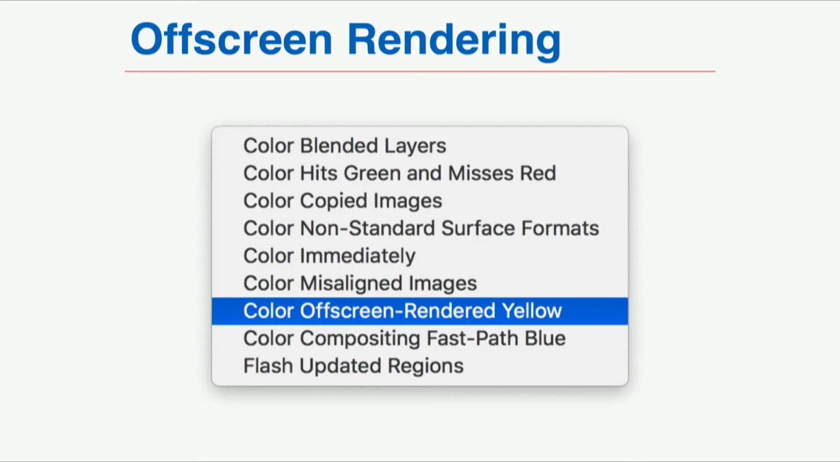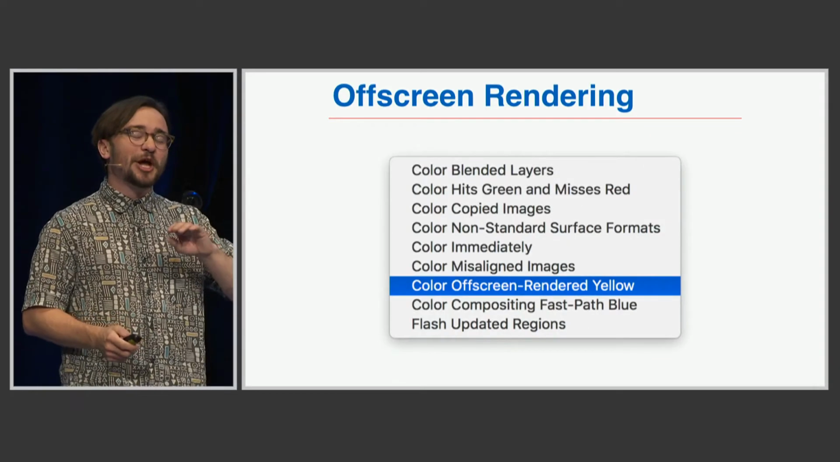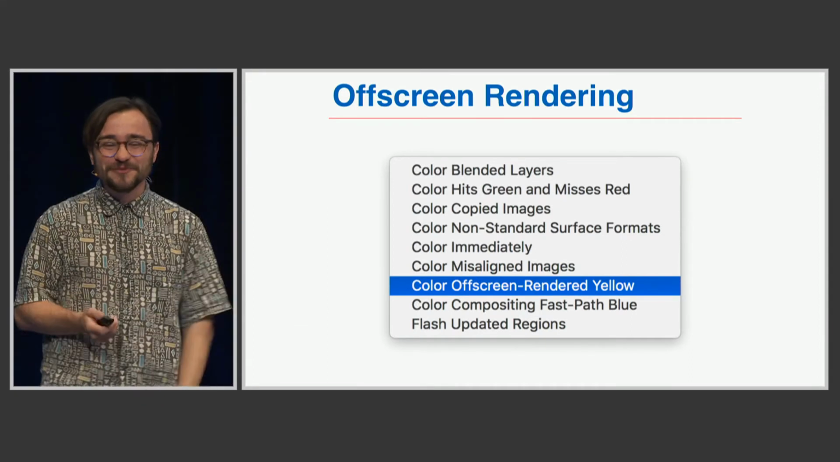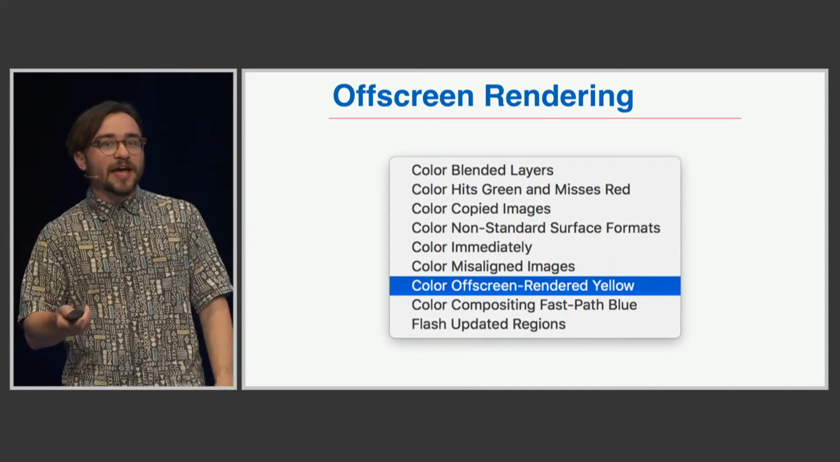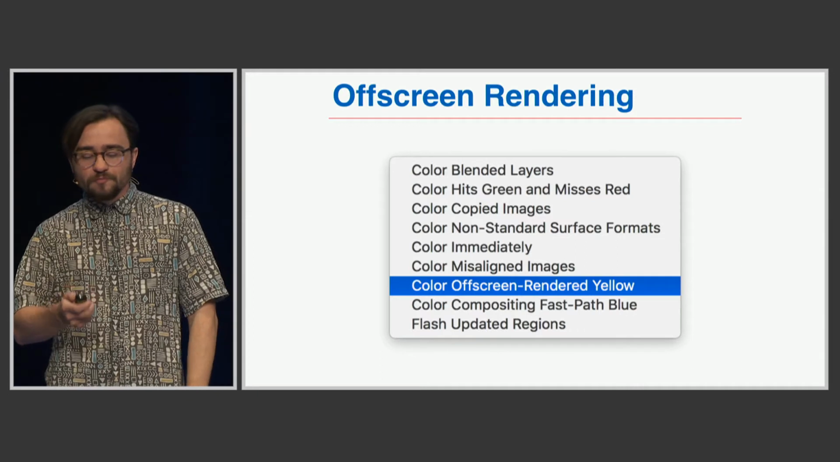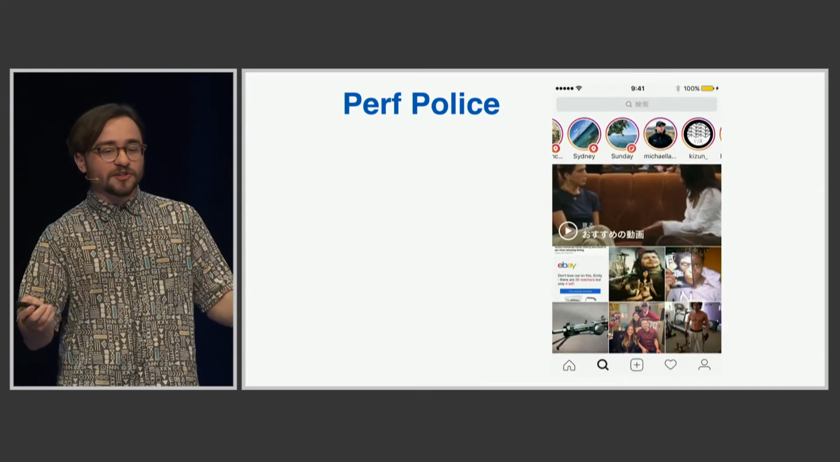And then the second one we'll look at is coloring off-screen rendered yellow. Alpha blending is like a little hit, but it's also super easy to fix, so it's one of those things that you might as well do. But with off-screen rendering, this can actually be a much bigger performance hit, especially in scroll views. So in general, there's a bunch of things that can cause it.